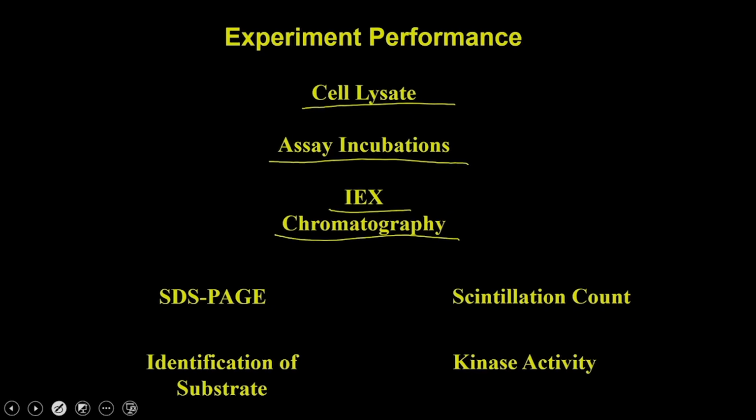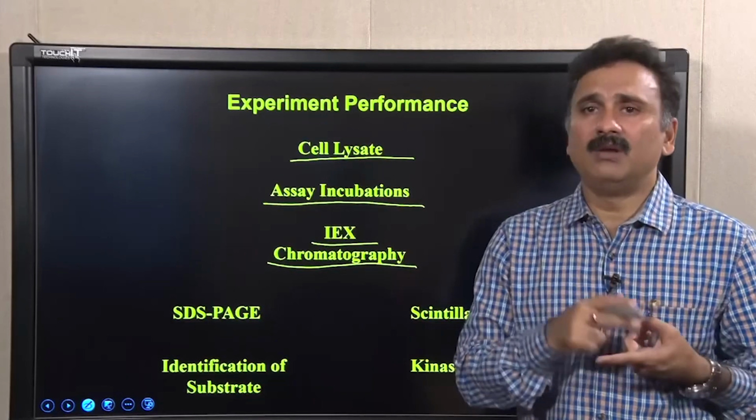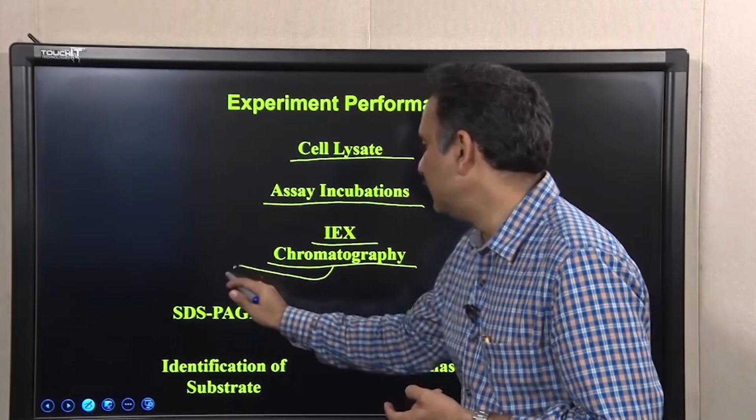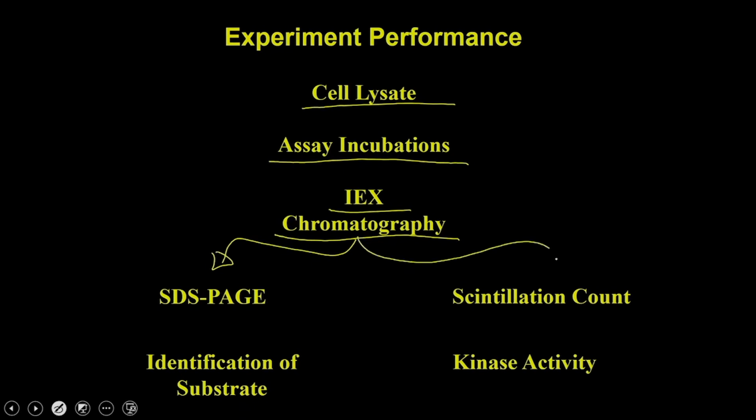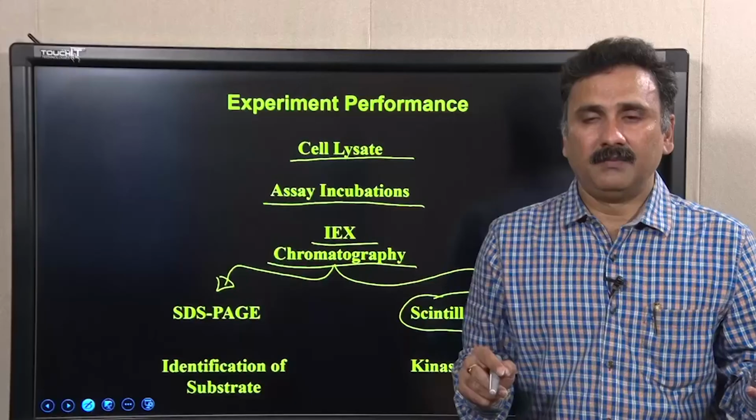After this ion exchange chromatography, the flow through you get can be analyzed in two different ways to get more and different information. One, you can take up the fractions of the flow through and collect the radioactive counts in the scintillation counter, and that is going to give you the kinase activity associated with the cell lysate.